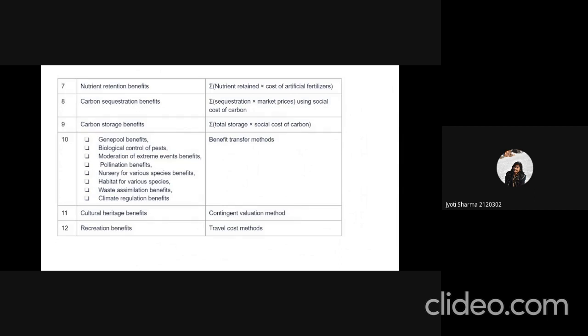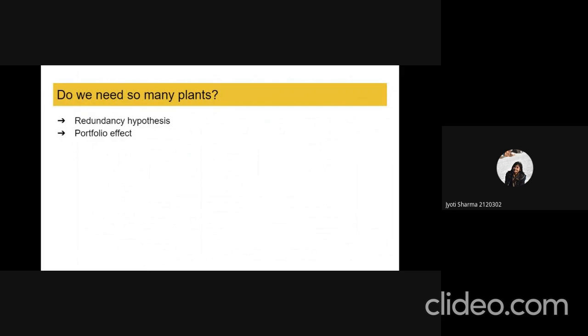Okay, then this is I think the last one. Why do we need so many plants? There are two hypotheses. The first is the redundancy hypothesis. It says that if we have a large number of species and a large population, then we will have stable conditions. The extinction will be less. So this is the redundancy hypothesis.